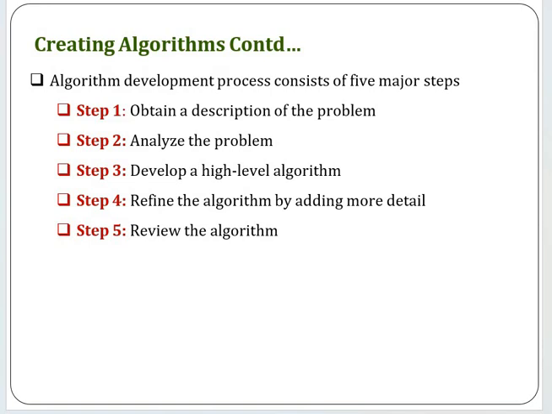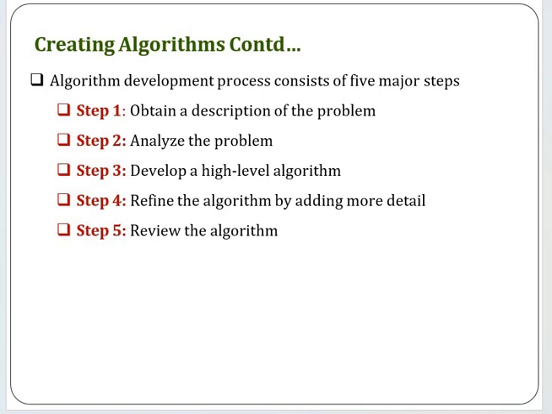And then the algorithm development process has 5 major steps. Step 1 is to obtain a clear problem description. The first and most crucial step is to thoroughly understand the problem, right? It involves clearly defining the problem and its goals, identifying the inputs and expected outputs, and determining any constraints or limitations.